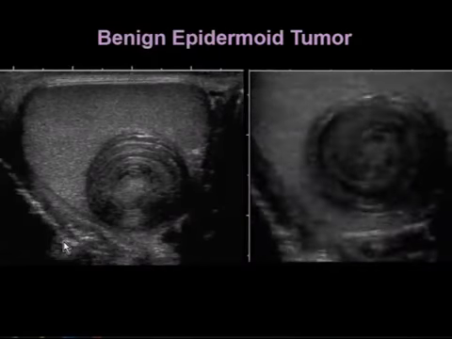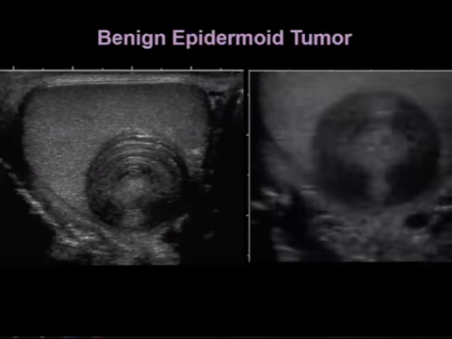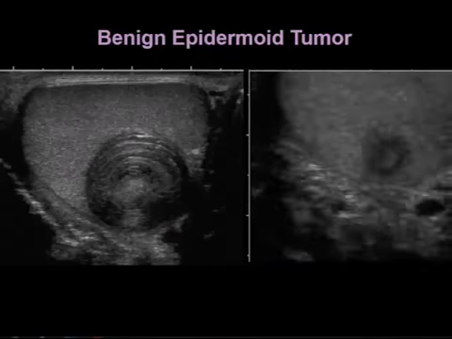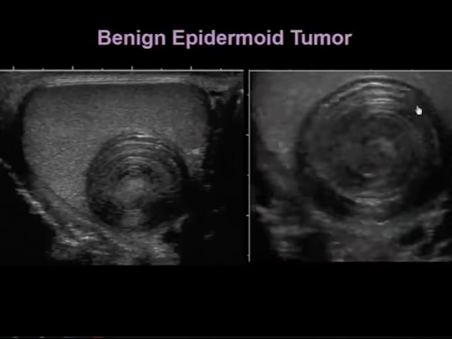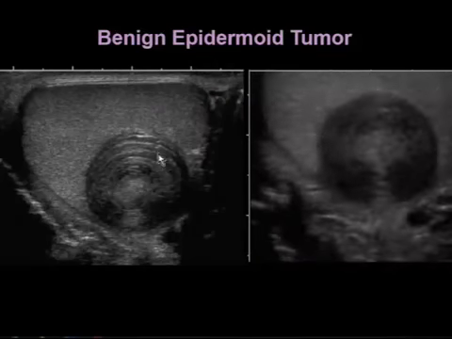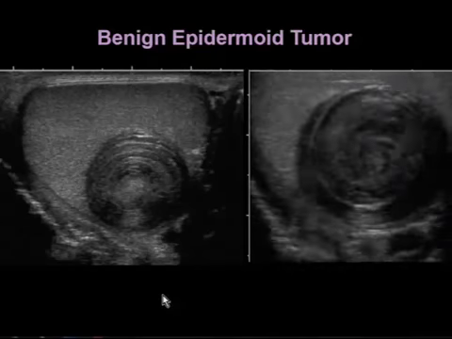An epidermoid tumor also may sometimes have a characteristic appearance, allowing us to make a diagnosis that the lesion is benign. Here you can see the typical swirling or onion skin pattern of this tumor. Well-defined lesion inside the testicle. This swirling pattern is typical for a benign epidermoid tumor.